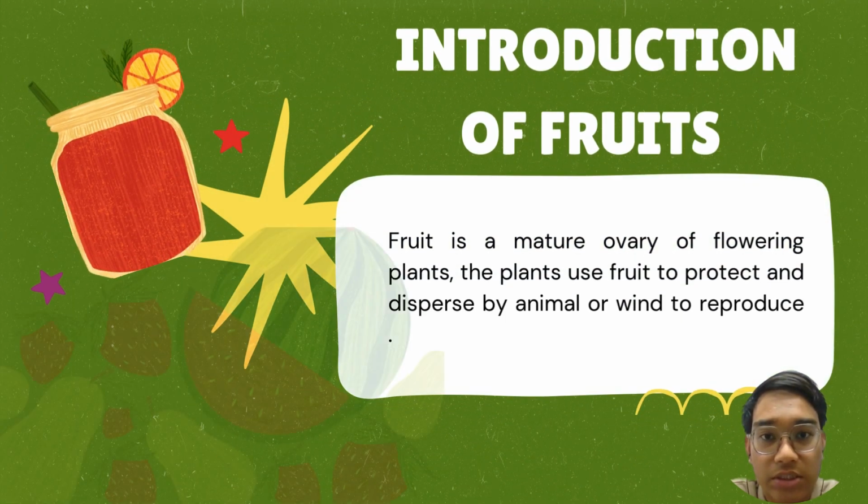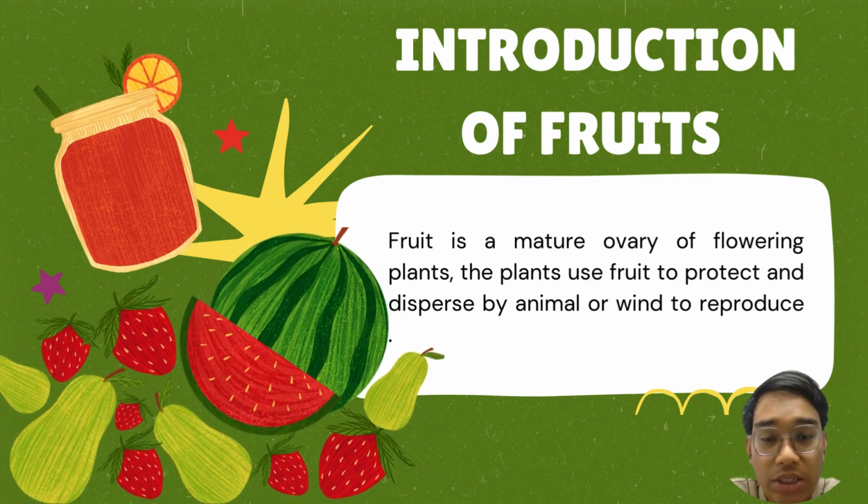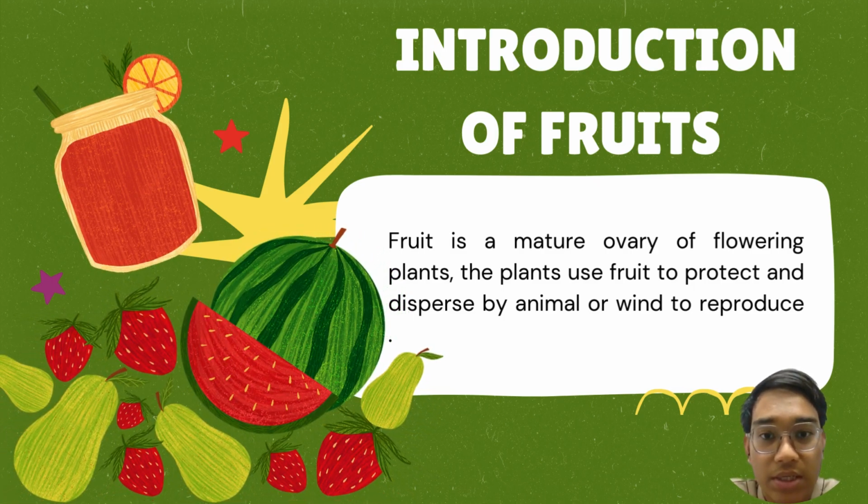So the first one is the introduction of fruits. Fruit is a mature ovary of flowering plants. The plant uses fruit to protect seeds and disperse them by animals, as a way to reproduce. For example, fruit is very important for the parent plant to make them survive in the future.